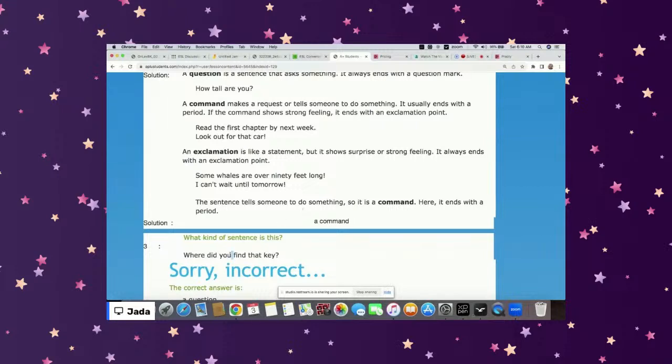Where did you find that key? Now, this has a question mark. Of course, when you read the sentence, it says, where did you find that key? So, it's a question.